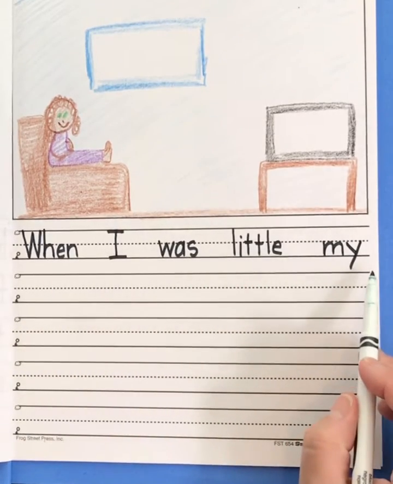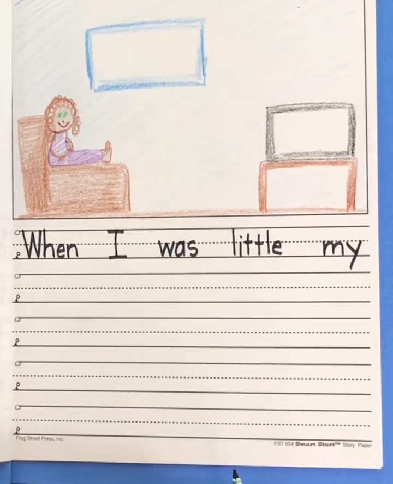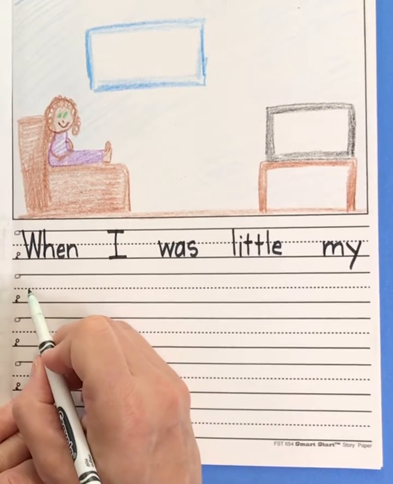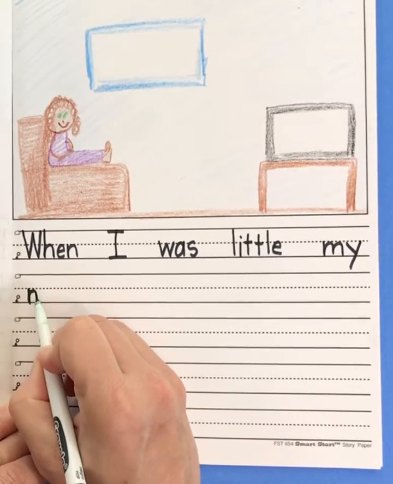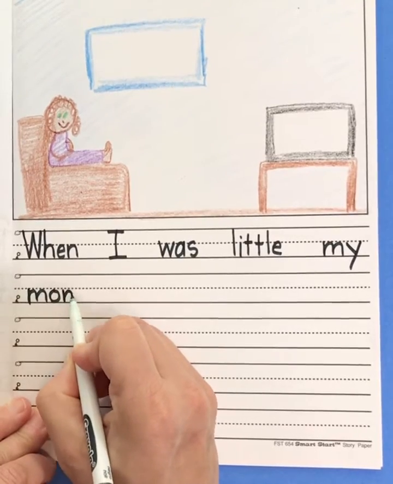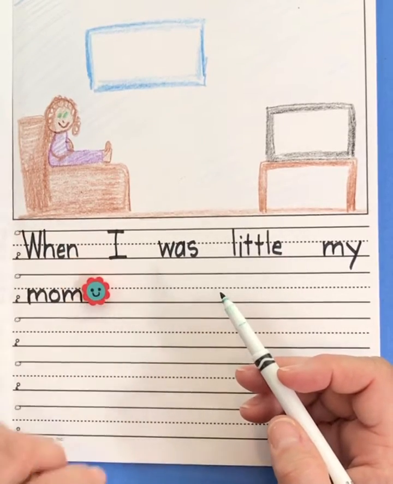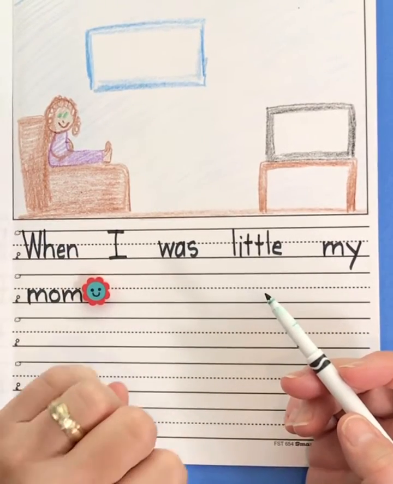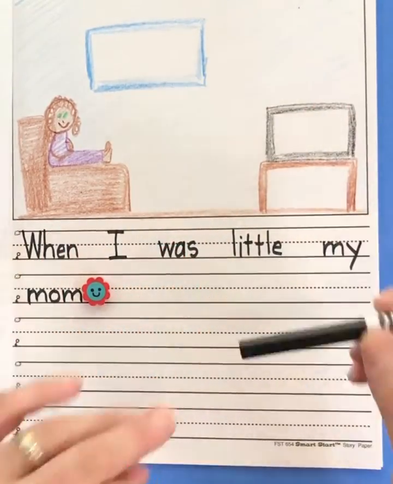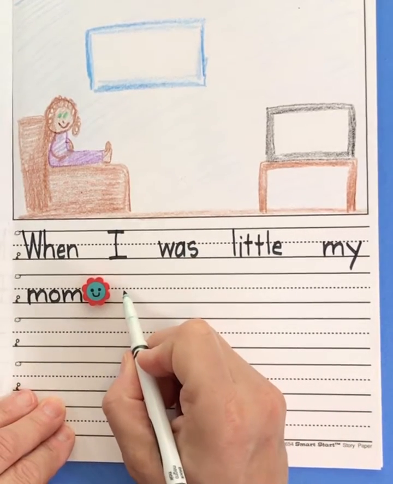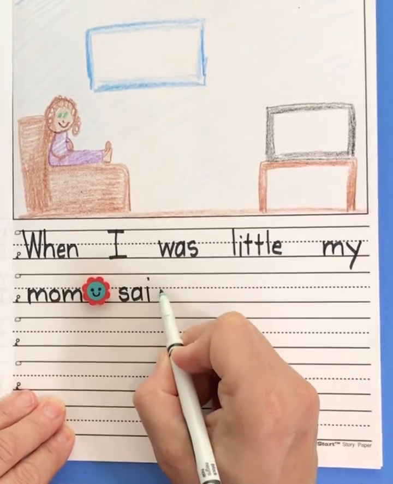When I was little, my mom. Mom's on a new line. Does it need to be capitalized? It does not. It's not the beginning of a sentence. And it's not her name here because I'm saying my mom. So I'm going to write the word mom. When I was little, my mom said. Ooh, said has three sounds. S-E-D. It sounds like S-E-D. But this is a sight word that we need to know. And said is spelled S-A-I-D.